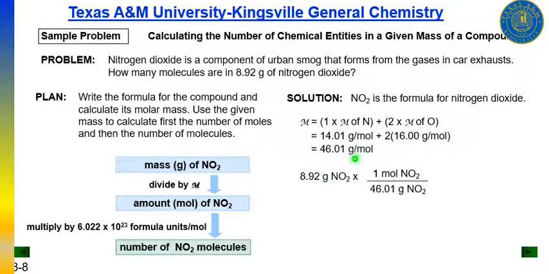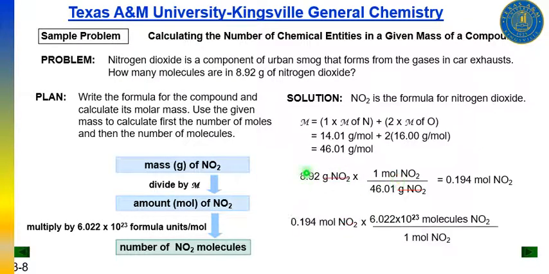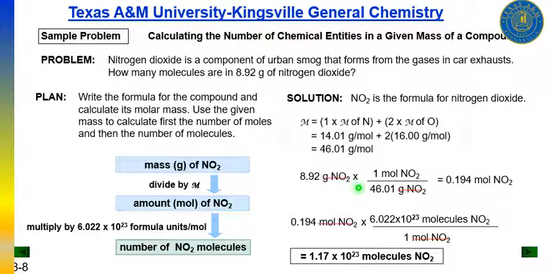Step 3. Convert mass to moles. Simply use your 8.92 grams of nitrogen dioxide multiplied by 1 mole nitrogen dioxide per 46.01 grams nitrogen dioxide. You simply use the mass divided by molar mass. My calculation is 0.194 moles of nitrogen dioxide.